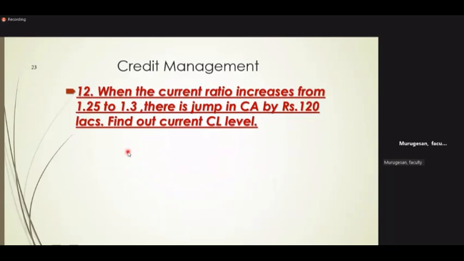Now there is small, simple arithmetic only. But how are you able to do it? Look at the question. The current ratio increases from 1.25 to 1.3. There is a jump in CA by 120 lakhs. It's a different question. You have to use a little bit of arithmetic. Find out the current liabilities level. Now, the current ratio has undergone a change. Earlier it was 1.25. Now it has increased to 1.3. Why has it increased? Because current liabilities have no change, but current assets have increased by 120 lakhs.